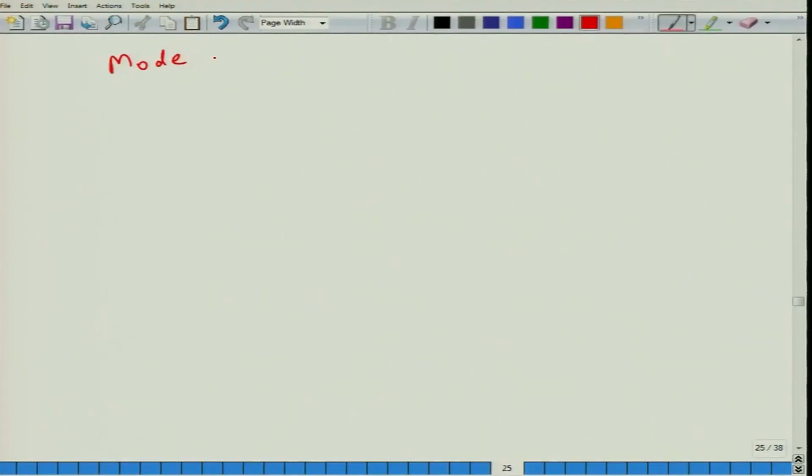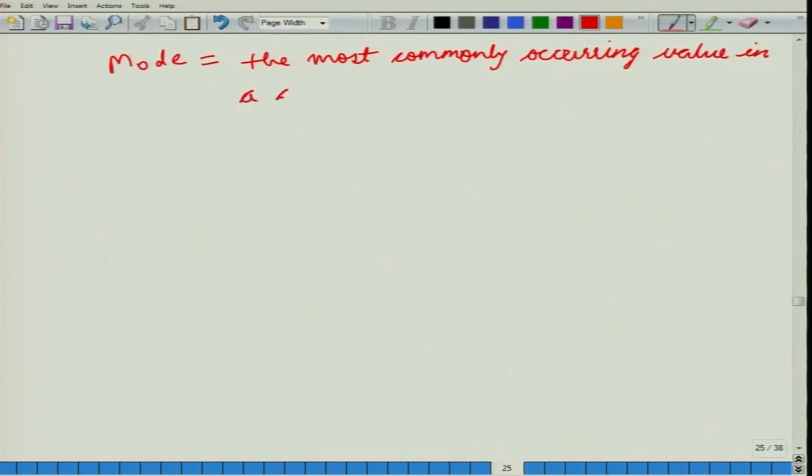The third measure of central tendency is called the mode, and a mode is defined as the most commonly occurring value in a distribution.